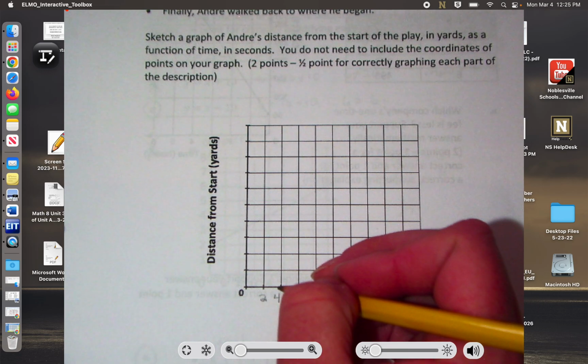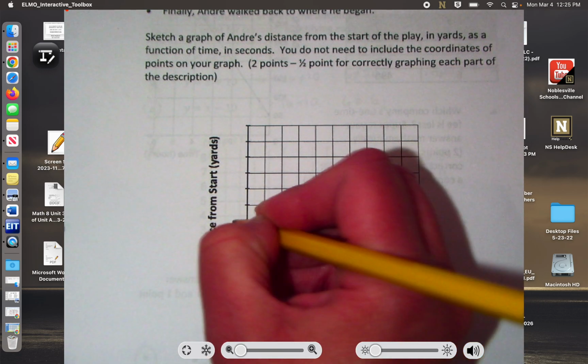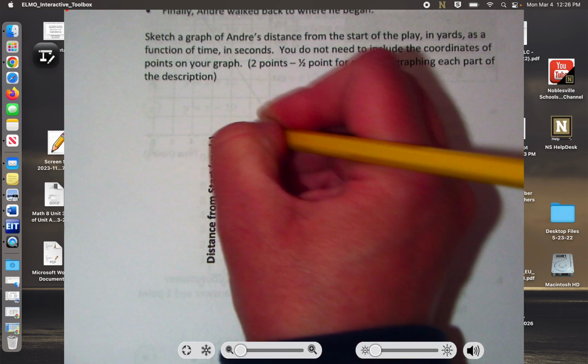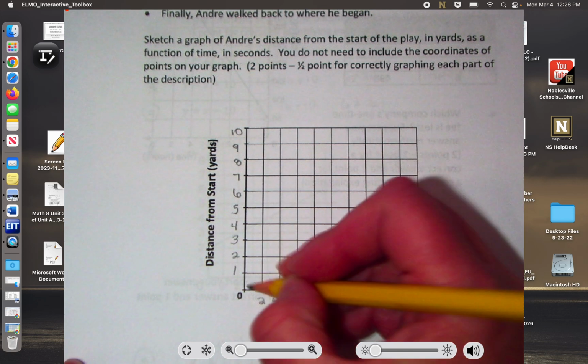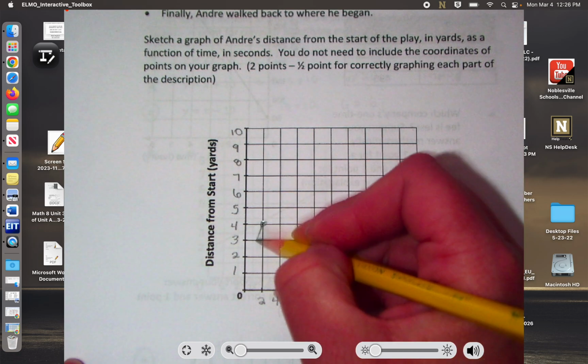And 1-yard intervals. And then I just looked at the different pieces and created the graph. It says when it starts, he ran forward 4 yards. I don't know how long it's going to take him, but I'm just going to make sure he goes forward 4 yards. Maybe it only takes him 2 seconds.